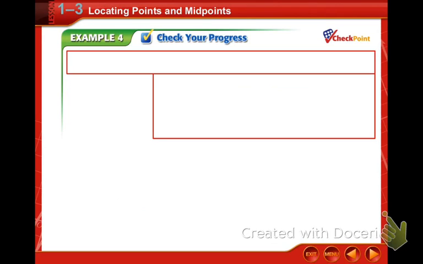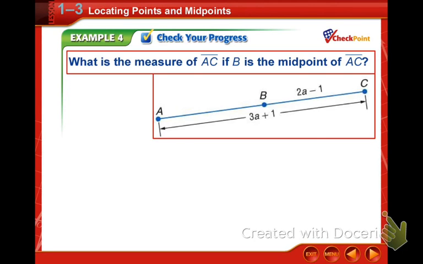So here's our next one. We have this line here. We know that B is the midpoint, and since B is the midpoint, we know both sides, from A to B and from B to C, are labeled 2A minus 1. So that means we have two 2A minus 1s equal to 3A plus 1. Now we can solve for A and plug it back in to find what AC is.